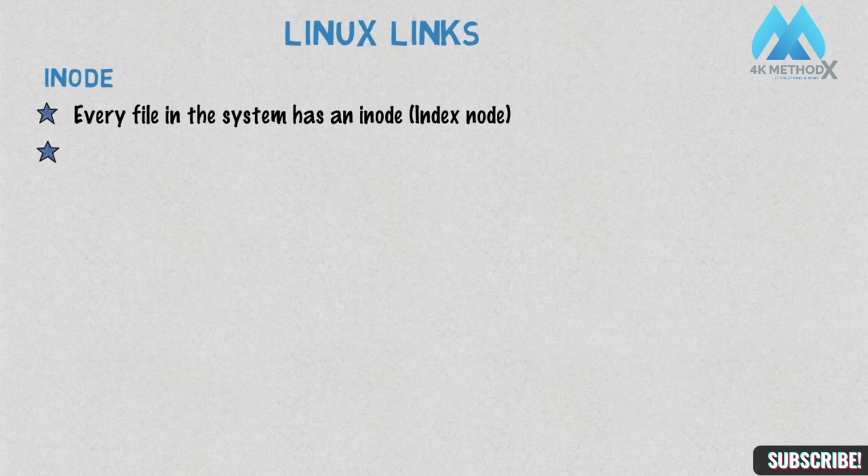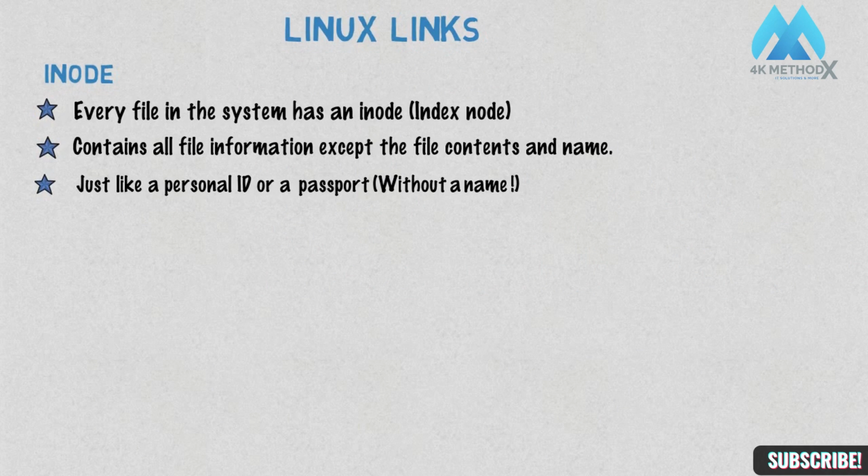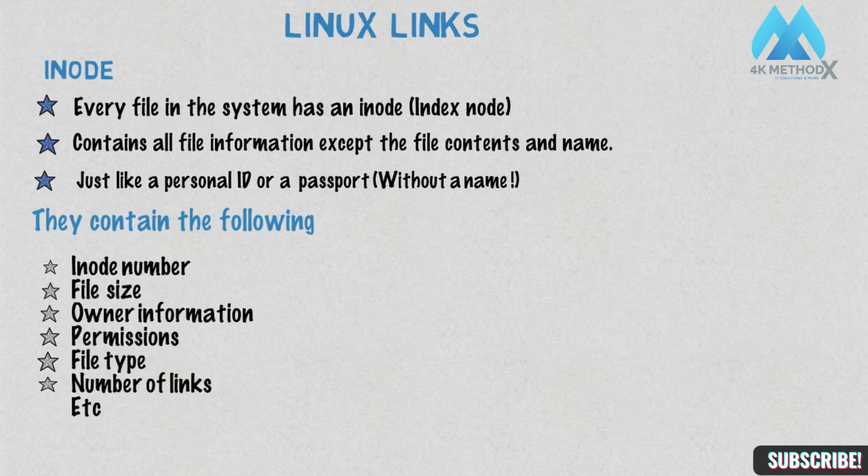So for every file in our file system, there exists an index node, or an inode. An inode is like a database of a file. So it contains a lot of information about the file. However, it does not contain two important things. It does not contain the file content and it does not contain the file name. So you can think of an inode like a personal ID or a passport, but without your name on it.